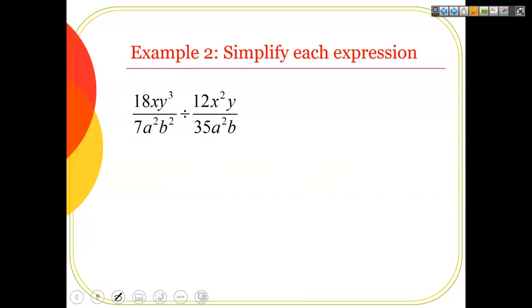So I told you today, the only thing we're doing is changing the symbol between them to be division. So we want to get rid of the dividing symbol by changing it to multiplication. If I change the symbol to multiplication, what happens to my fractions? They go and flip.